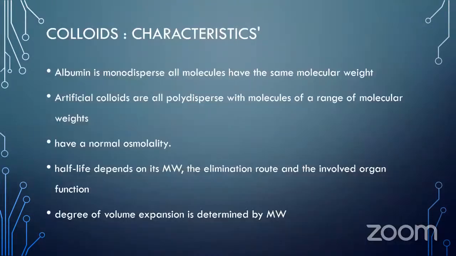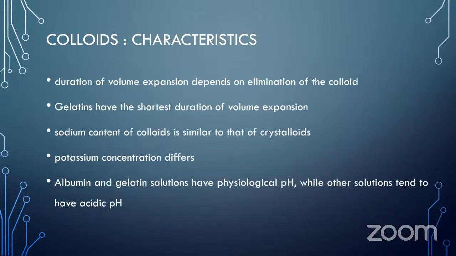So the characteristics of the colloids: albumin, the naturally available colloid, is a monodispersed molecule. That means all molecules inside the solution have a similar molecular weight, whereas compared to the other colloids like your dextrans, your gelofusine or gelatins, or starch solutions, they are polydispersed, with a wide range of molecules with a wide molecular weight. So they have a normal osmolality, and half-life depends obviously on the molecular weight, the elimination route and the involved organ function. So the degree of volume expansion is predominantly determined by the molecular weight.